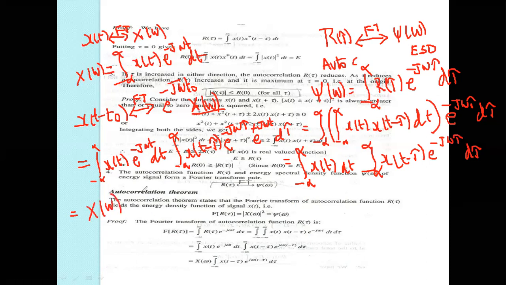X of omega. In the next one, the integral from minus infinity to infinity of x of t minus tau, taking the common e power j omega (t minus tau) d tau. So the signal is the same here. Both the signals are the same, X of omega, and here the x of t minus tau. Here also the x of t minus tau only. Got it?